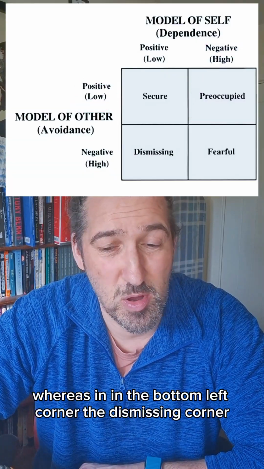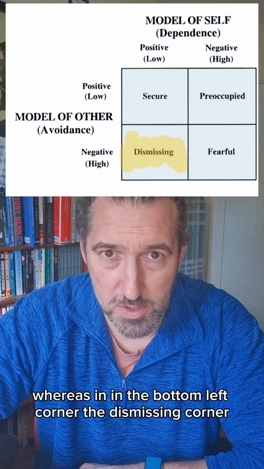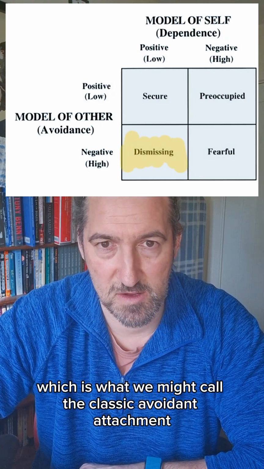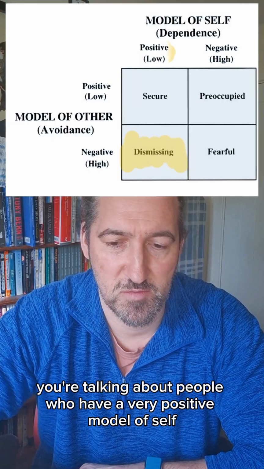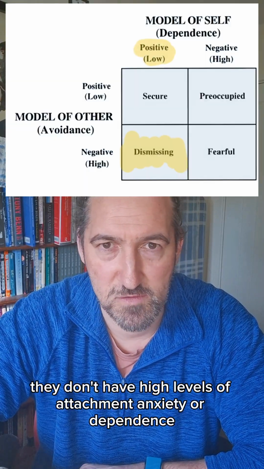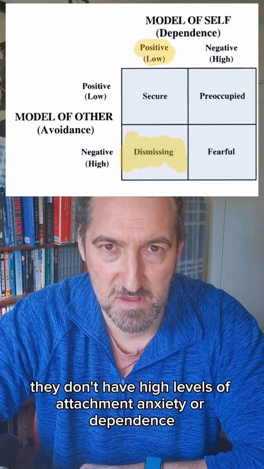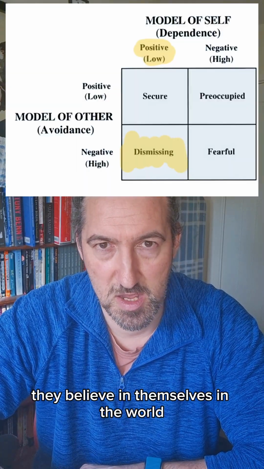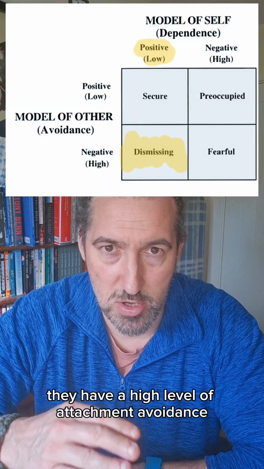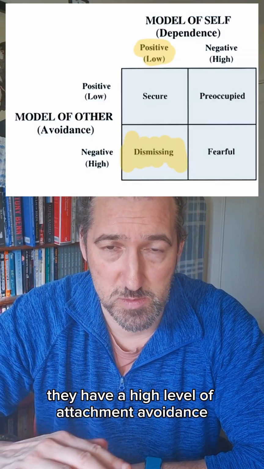Whereas in the bottom left corner, the dismissing corner, which is what we might call the classic avoidant attachment, you're talking about people who have a very positive model of self. They don't have high levels of attachment anxiety or dependence. They can rely on themselves. They believe in themselves in the world, but they don't believe in others. They have a high level of attachment avoidance.